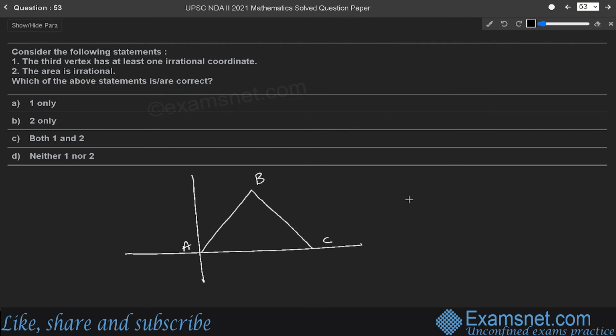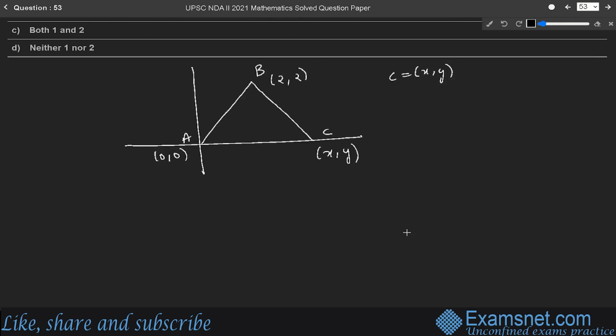Now let the vertex of A be 0, 0. Let the vertex of B be 2, 2. And let the vertex of C be x, y. So we can say that C is equal to x, y. Since triangle ABC is an equilateral triangle, it means the sides of the triangle are equal. So we can say that AB is equal to BC.